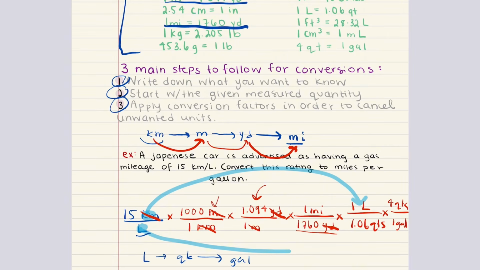And notice how liters cancel out, quarts cancels out, and we're left with gallons. The only units we have left is miles in the numerator and gallon in the denominator. And that is exactly what we wanted.